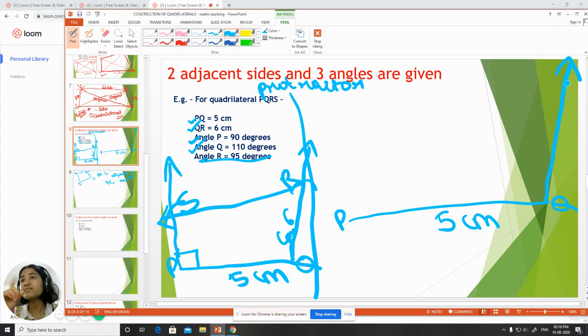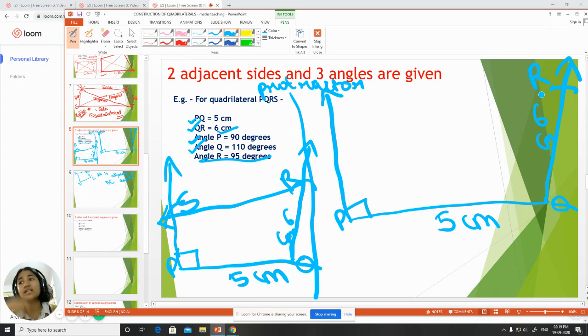Then angle P is about 90 degrees. So here we'll take 90 degrees and draw a line. Okay, that's simple. Next, the side QR is 6 centimeters. So from here we have to cut an arc at 6 centimeters. So let's see 6 centimeters over here. This is our R. Yeah, cut an arc. Okay.